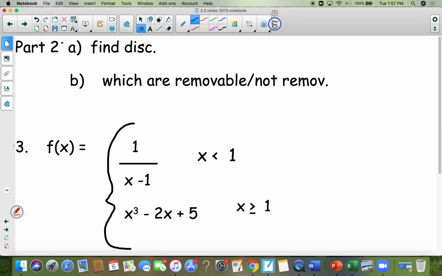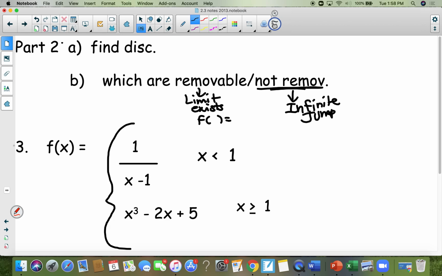Again, that's all we're doing today, talking about discontinuity. Find the discontinuities. I could have written it all out, but I just didn't want to. Find the discontinuity, and say which are removable or not removable. The non-removable ones are the infinite ones and the jump one. And the removable one is the one where the limit exists, but it doesn't match up with the actual point at that spot, correct?